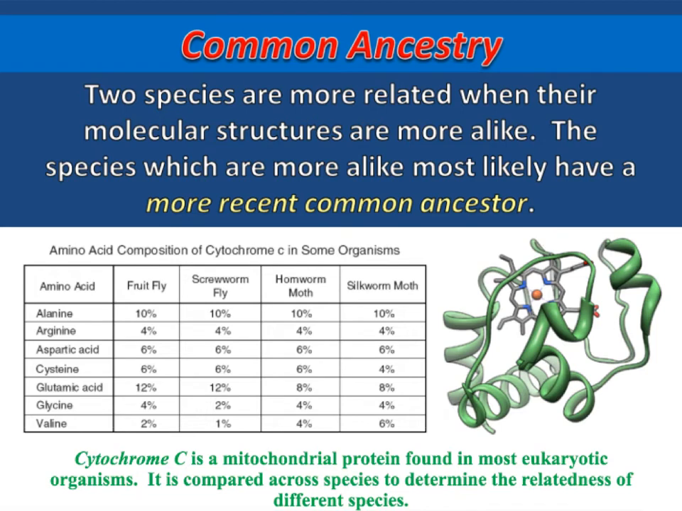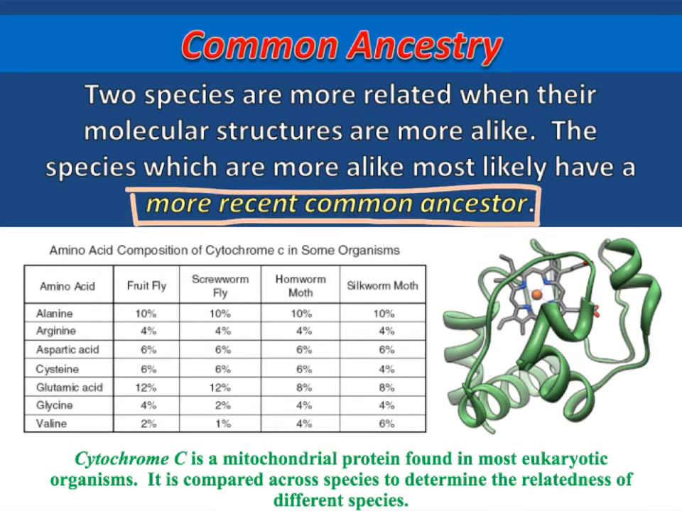So, on number 12, if the molecular structures of 2 genes or proteins are very similar, what does this imply? What does this tell you? And the answer is in yellow. More recent common ancestor. That's what they have.